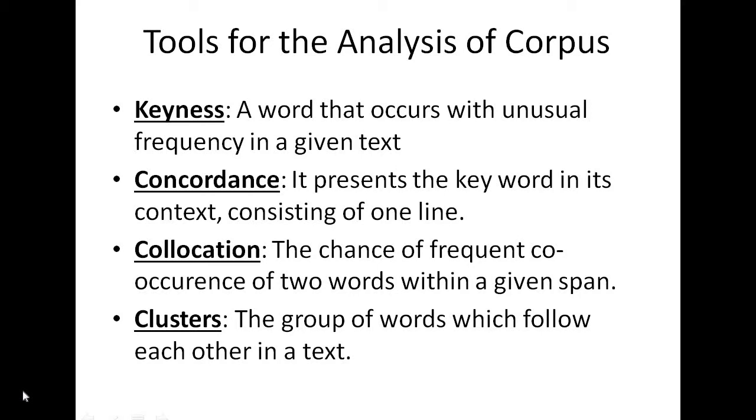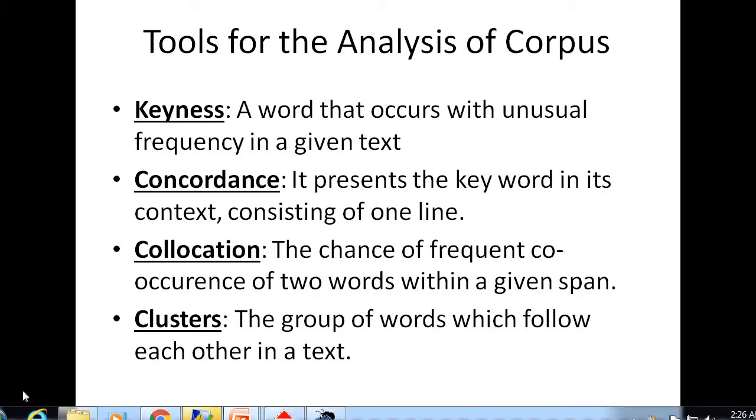Then collocation is the chance of frequent co-occurrence of two words within a given span. For example, fall in love, fall flat. So this is a kind of co-occurrence, and we try to determine how many times this chance co-occurrence is happening. Then a cluster is a group of words which follow each other in a text. So collocation consists of just two words, and a cluster consists of a group of words. These are the tools that we use in the analysis of a corpus.